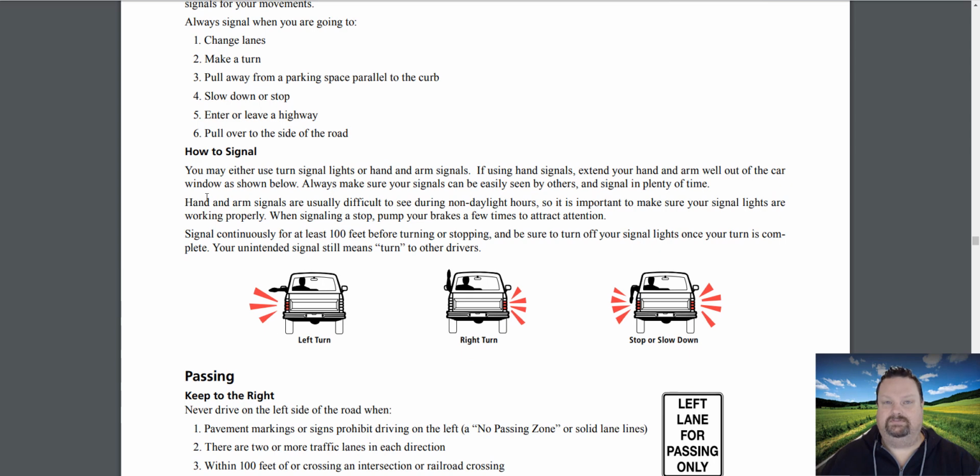So how to signal? You may either use a turn signal light or hand and arm signals. If using hand signals, extend your hand and arm well out of the car window as shown below. Always make sure your signals can be easily seen by others and signal in plenty of time. Hand and arm signals are usually difficult to see during non-daylight hours, so it is important to make sure your signal lights are working properly.